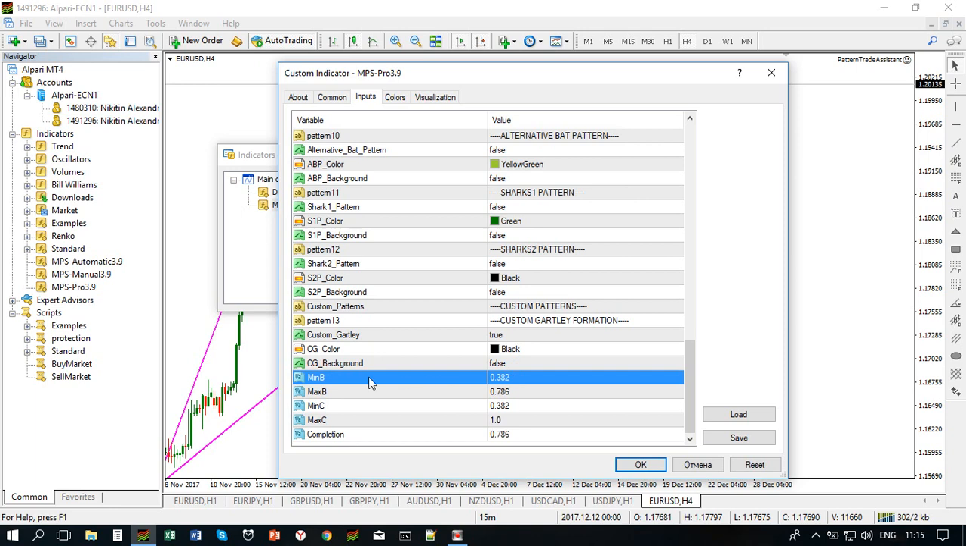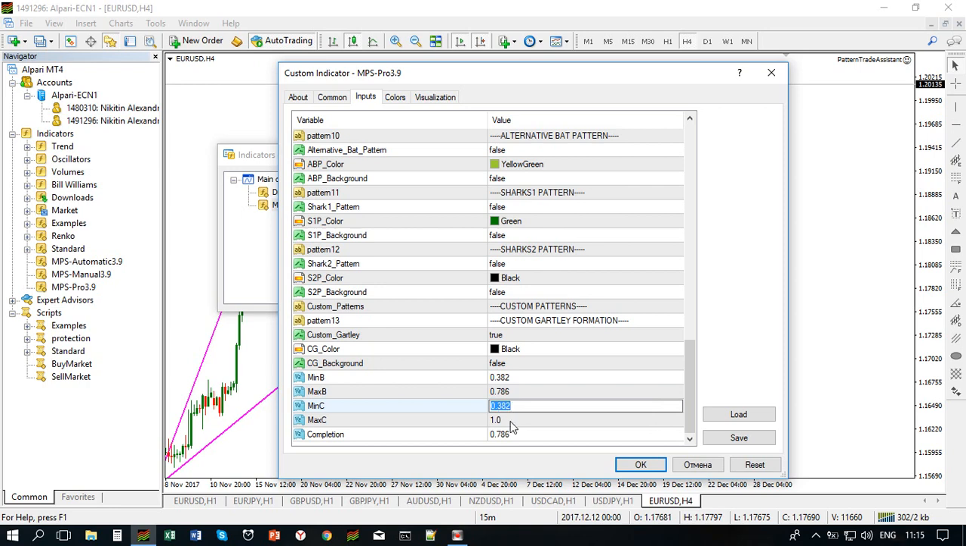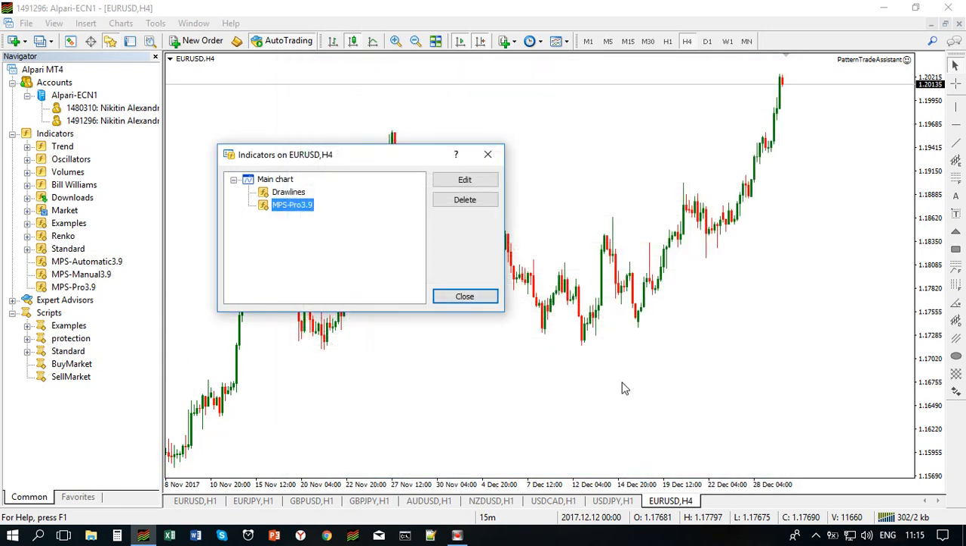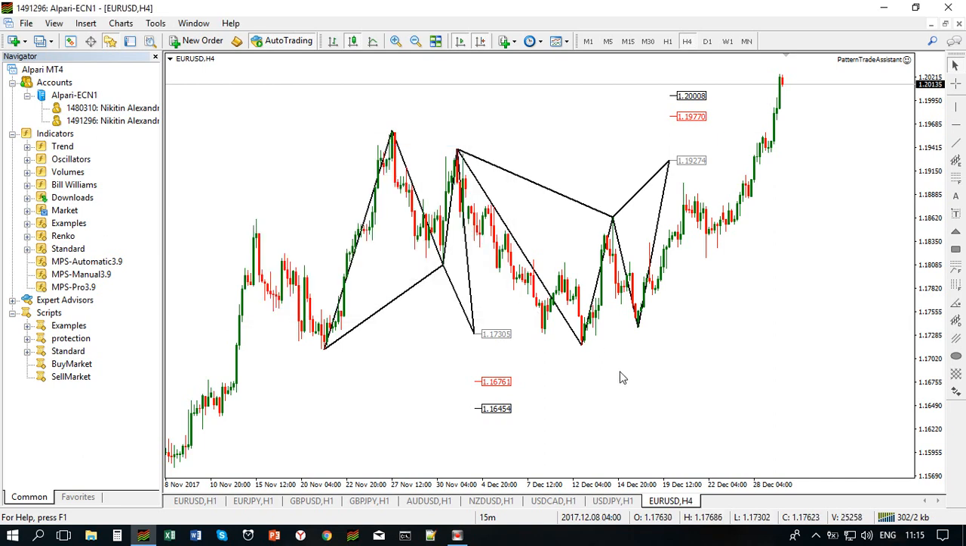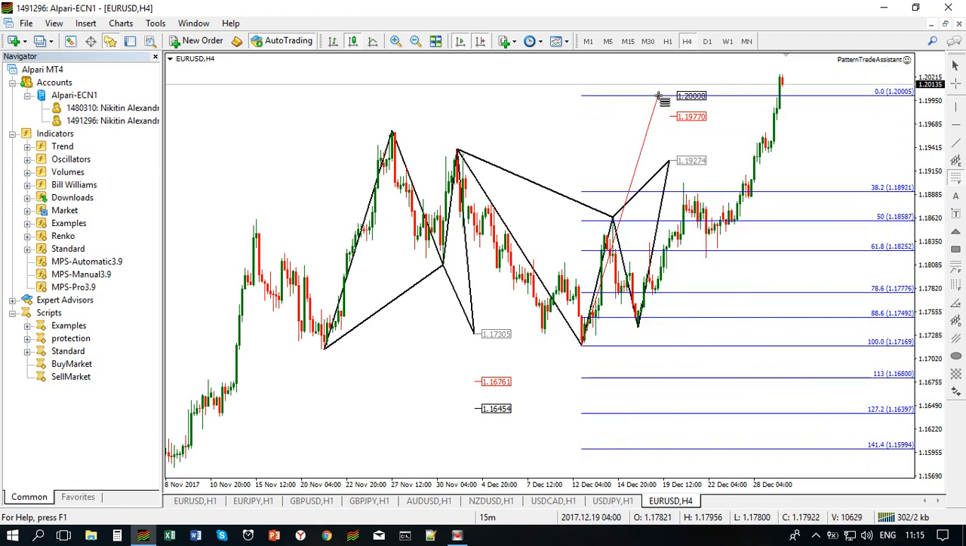You set the ratios. The minimum size of the B point is, let's say, 382, but you can change it. The maximum size of the B point is 786, but you can change it as well. The C point, you can change it here, you can change it here, and the completion is the XA size. It may be 786, or it may be 127. Why not 127 too? The completion of your pattern. If you think it will work better this way, it will work better this way. Okay, the 127 completion goes here. You can see it this way. The 127 completion goes here.